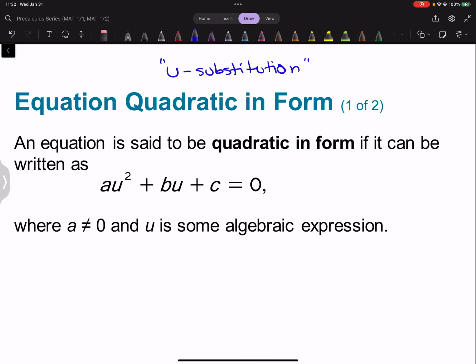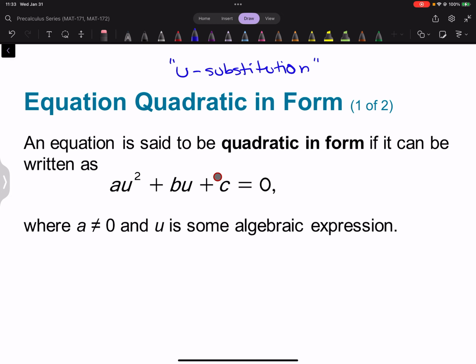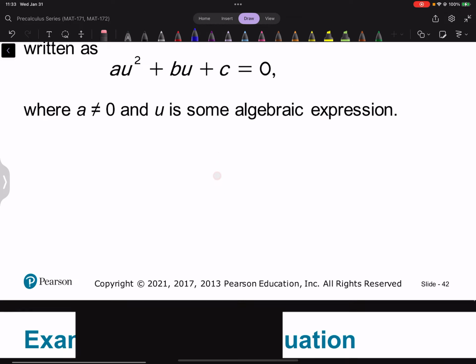Alright, so an equation is said to be quadratic in form if it can be written as a times u squared plus b times u plus c equals 0. And if you look at it this way, it looks like something we can put in the quadratic formula or factor, and that is exactly the case. So let's see how this U substitution can be used on different types of equations, so that we can use the techniques that we've already gained with quadratics.